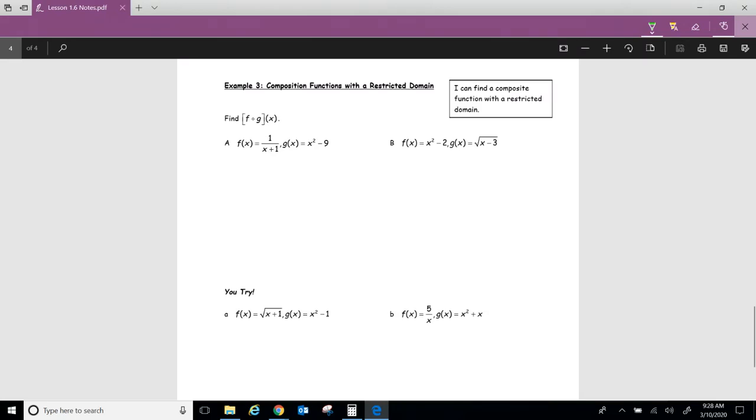Welcome back to lesson 1.6. We're on example number 3. We're doing some composition functions, but now we're going to have some restricted domains.